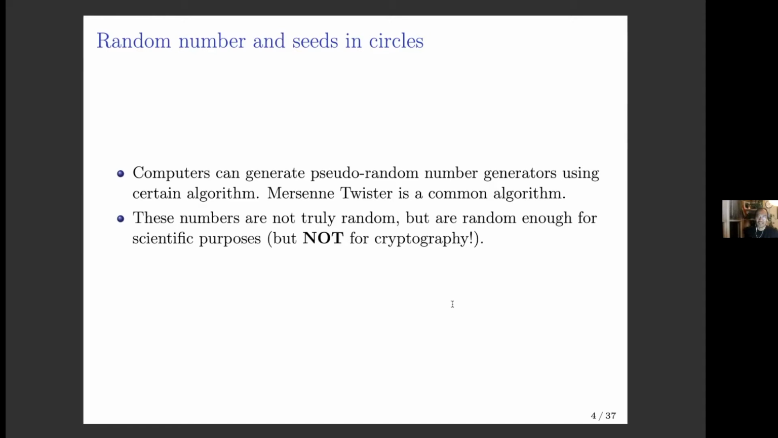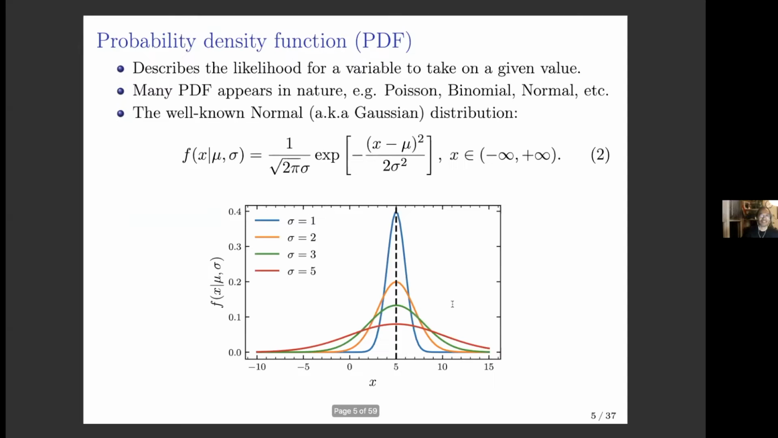Even though they're not truly random, they're pseudo-random, they're enough for scientific purposes. Don't do it for cryptography. You might come to trouble. For that you have to use random numbers that are usually generated from natural phenomena. We're not going to talk about it.